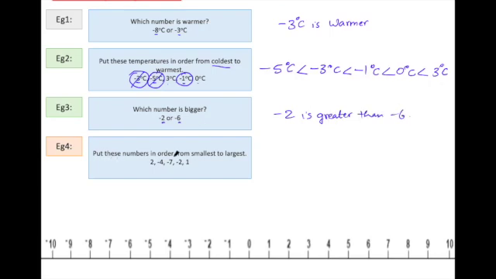Next, put these numbers from smallest to the largest. Once again, when you have negative numbers, put them in a circle so that it's easy for us to classify. Smallest value goes to the largest number. Here, negative 7. 7 is the largest number. So negative 7 will have the least value, negative 7, then negative 4, then negative 2, and 1 and 2.